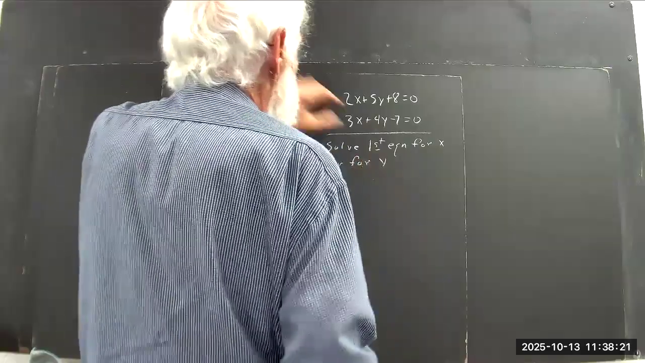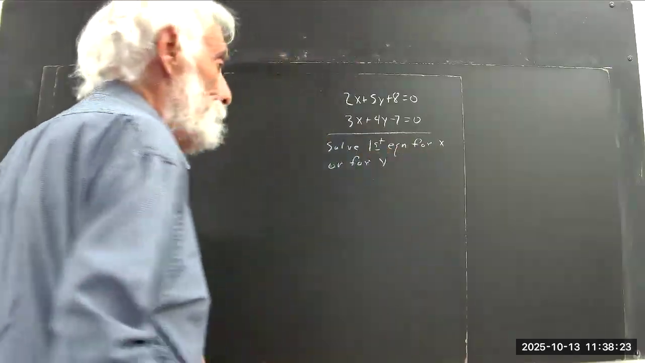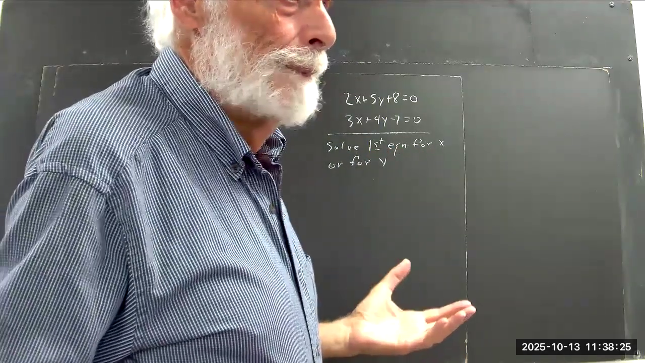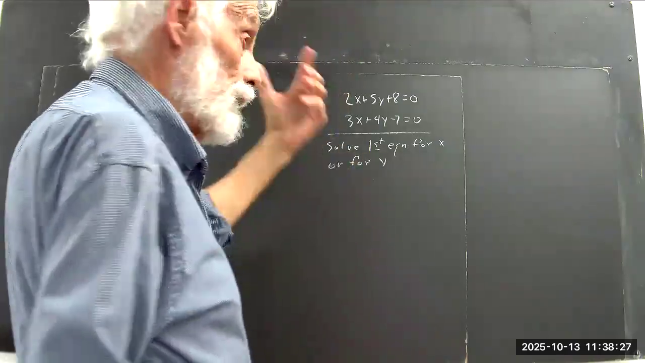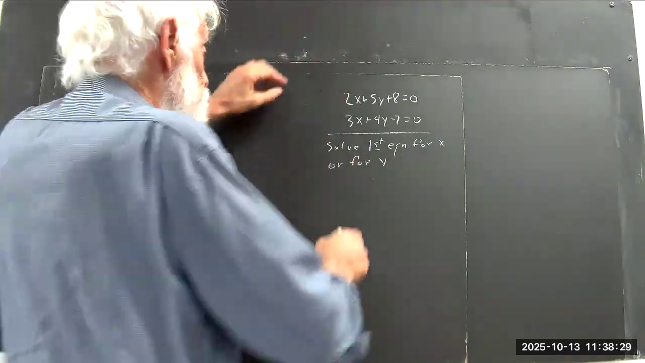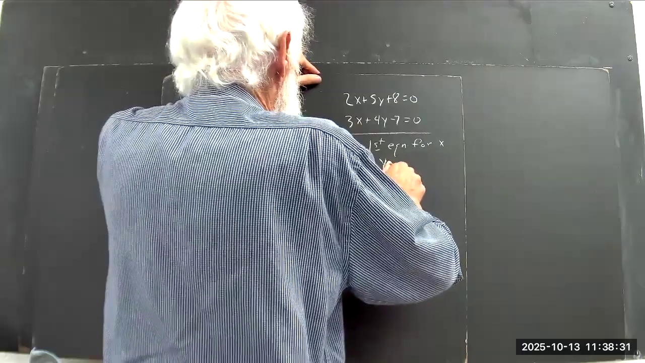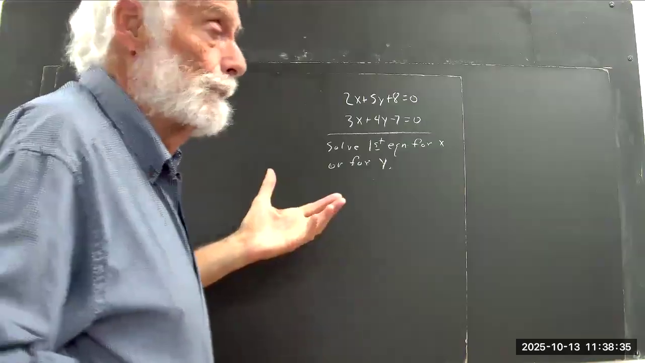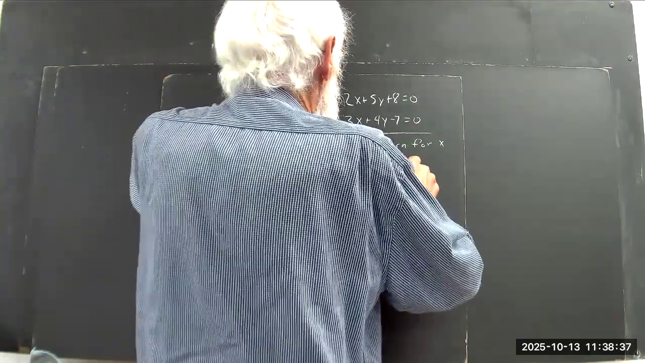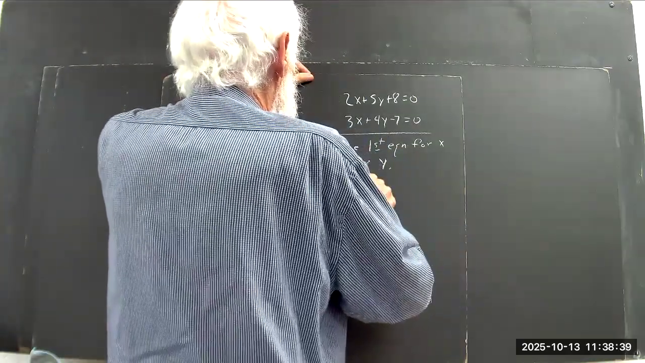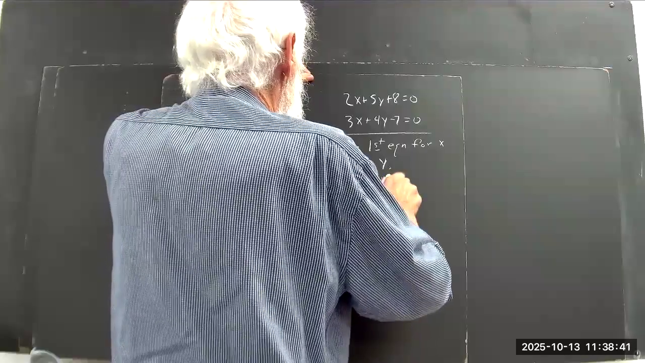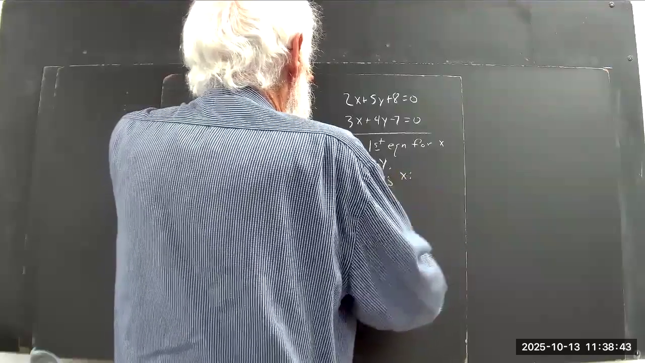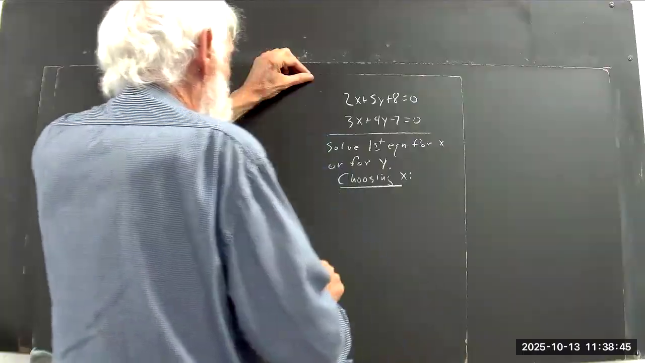Well, the first equation, either for x or for y. You can pick either. Now, everybody's used to solving for y, and that's just fine. Sometimes it'd be easier to solve for x. So just to illustrate that it works, I'm going to solve for x. So, choosing to solve for x.